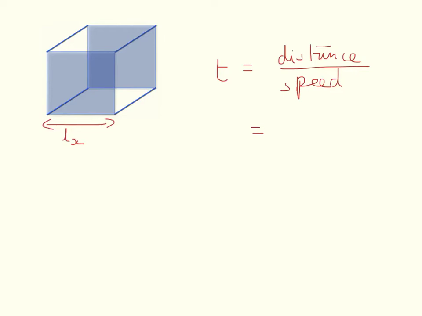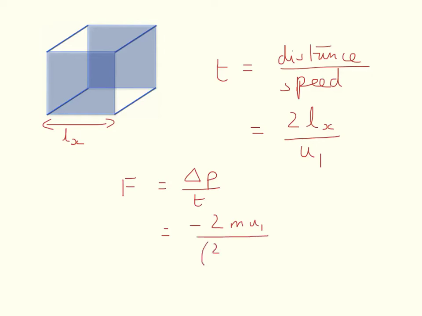So that's going to be 2 lots of Lx divided by u1. Okay, now we can apply that to work out the average force applied to that wall. The average force being the change of momentum divided by the time taken for that to happen. Now we want the average between impacts, so we're going to use the whole time between impacts. So that's going to be minus 2 lots of mu1, so that's the change of momentum, divided by that time that we've just worked out, so that'll be 2 lots of Lx divided by u1.